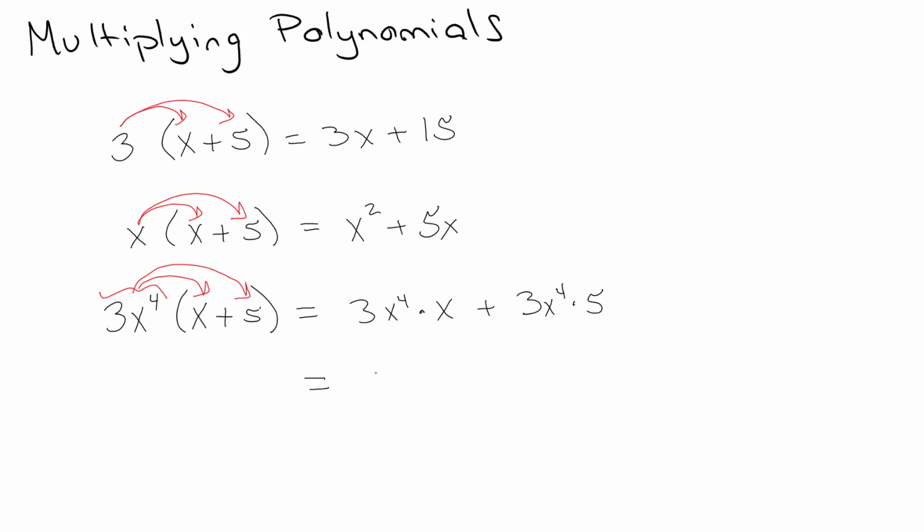So this first term, we have 3x to the 4th times x, which hopefully at this point you've got down. There's a super secret 1 right there. So we could write it as x to the 4 plus 1. And then this next one is going to be 3x to the 4th times 5. So I multiply the 3 by the 5, get 15x to the 4th. And then I simplify: 3x to the 5th plus 15x to the 4th.